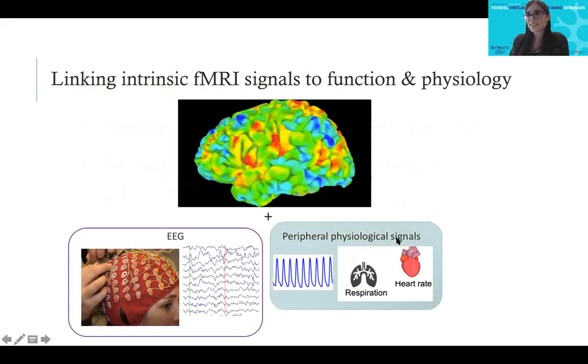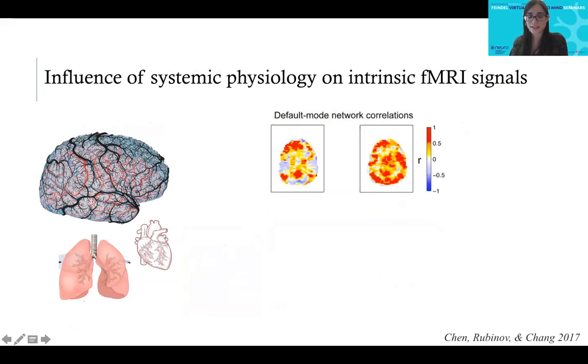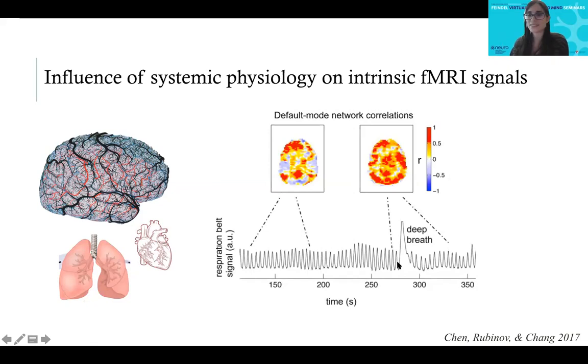So next I'm going to talk about recording peripheral physiological signals, specifically cardiac and respiration data. And this is another important factor when looking at fMRI dynamics. When I was in my PhD and starting to look at sliding window correlations and various aspects of how fMRI signals change over time, one of the things that jumped out at me is that sometimes you get these epochs of very high correlation across the brain. And because we were recording physiological data, like how the person is breathing over time, we could see that some of those events corresponded with when the person was taking a deep breath.